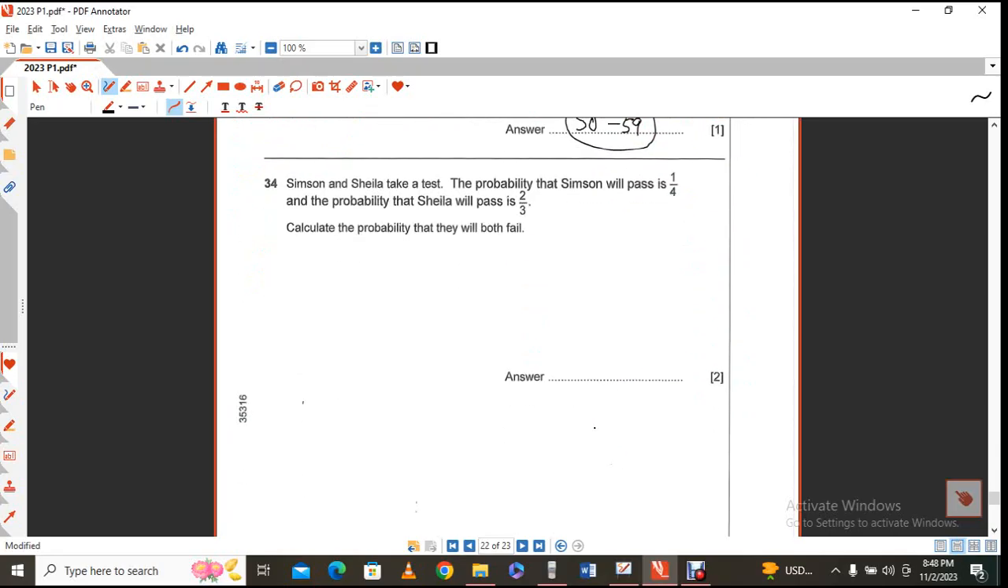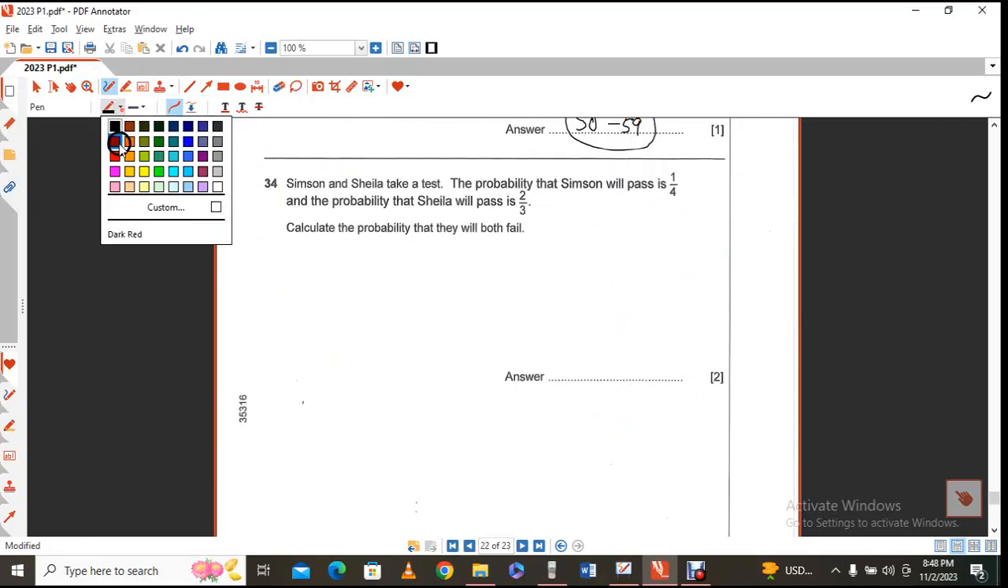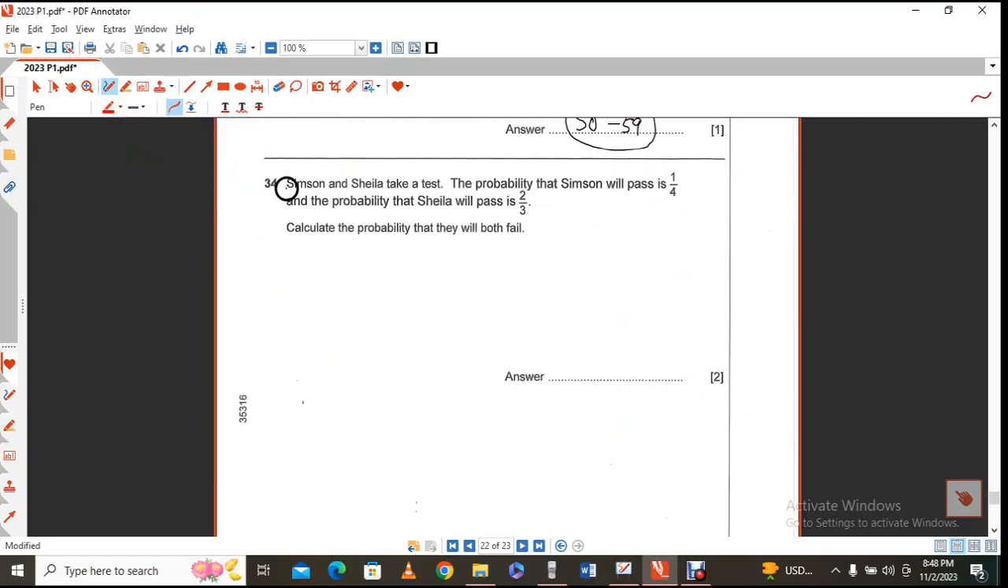Question 34. Simon and Sheila take a test. The probability that Simon passes is a quarter. The probability that Sheila passes is 2/3. Calculate the probability that they both will fail. So these are two independent events.